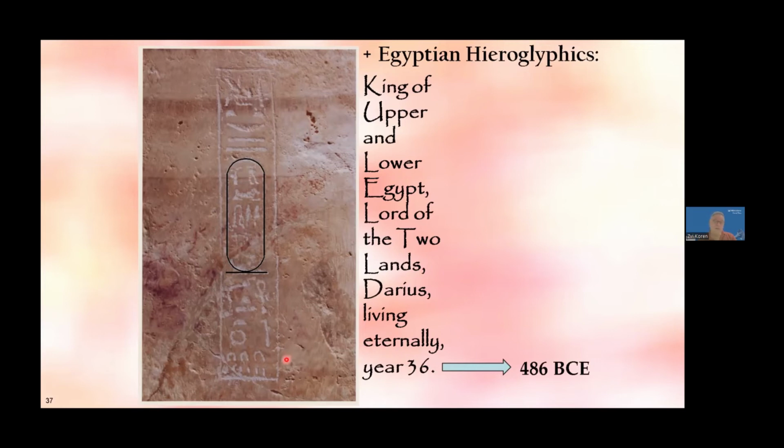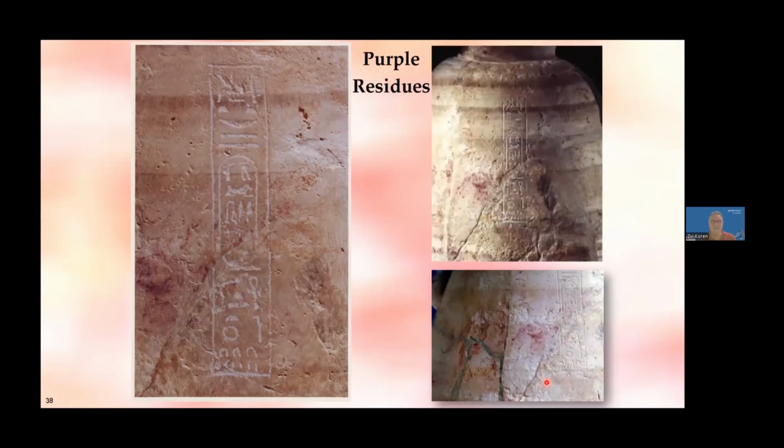I love this. Living eternally. Okay, that's wishful and hopeful thinking. Year 36 of his reign was 486 BCE. Well, unfortunately, King Darius did not live eternally. He died, yes, in year 36 of his reign in 486 BCE. What can I do? This is King Darius the First.